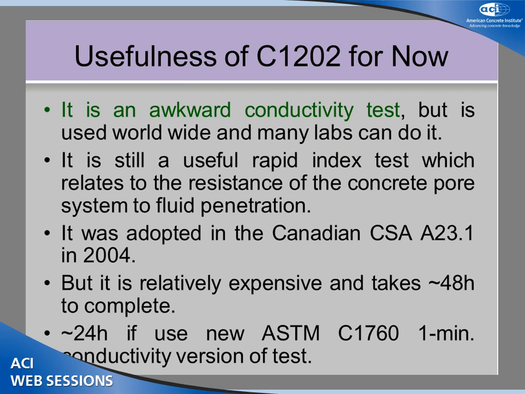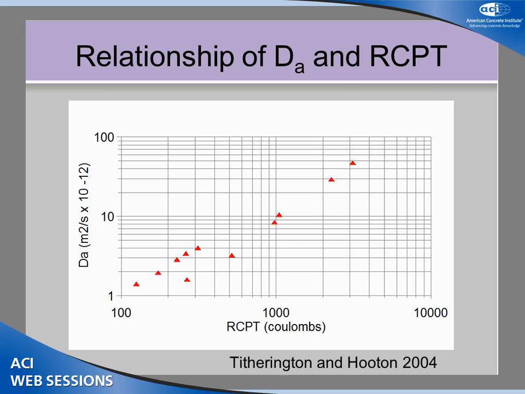Okay, so we have this test method. A number of agencies use it, and we have it written into the Canadian standard for certain durability classifications. But it's an awkward conductivity test. And as I said, conductivity is just the inverse of resistivity, so why don't we just measure resistivity to get the same answer and do it quicker?